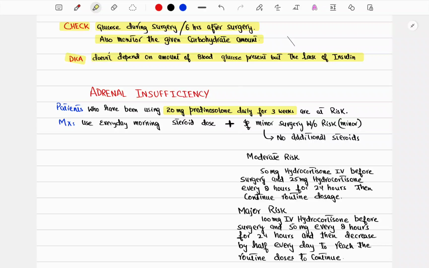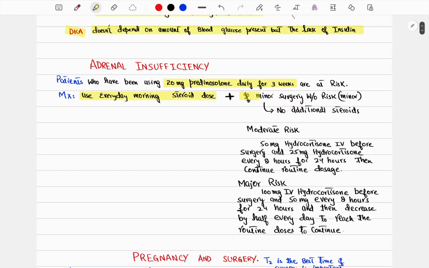How should we manage it? The management is based on using the normal doses of prednisolone or steroids, whatever they are taking. The dose should be given every day in the morning. And if there is a minor surgery, for an abscess release or simple surgeries, no additional steroids are given.